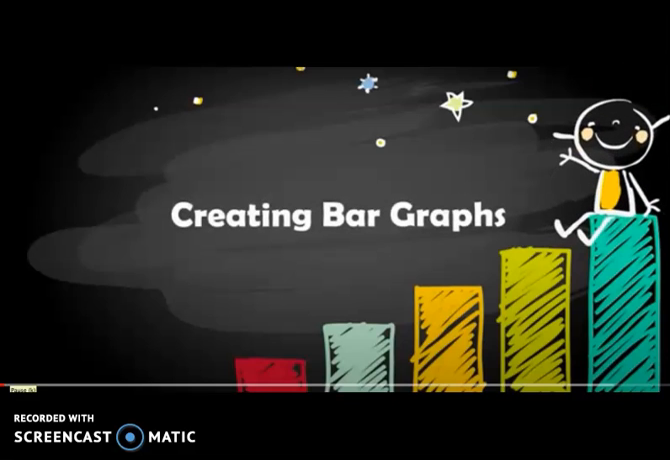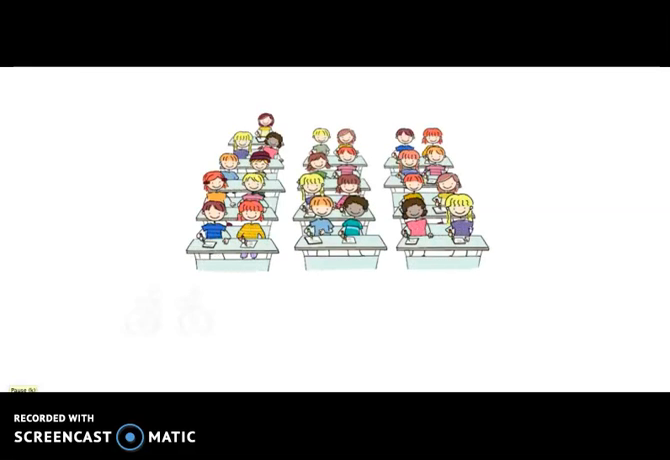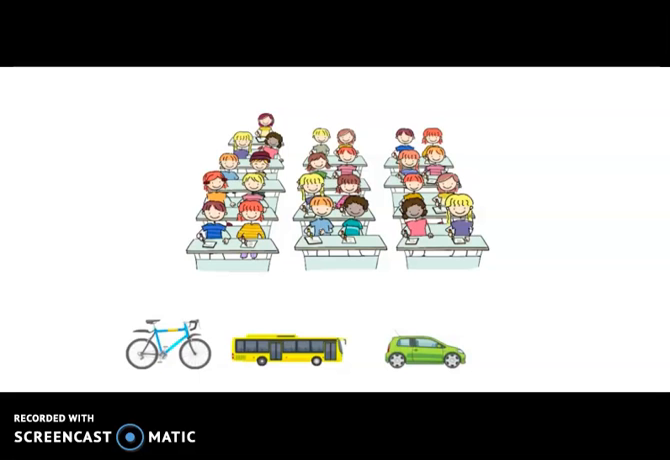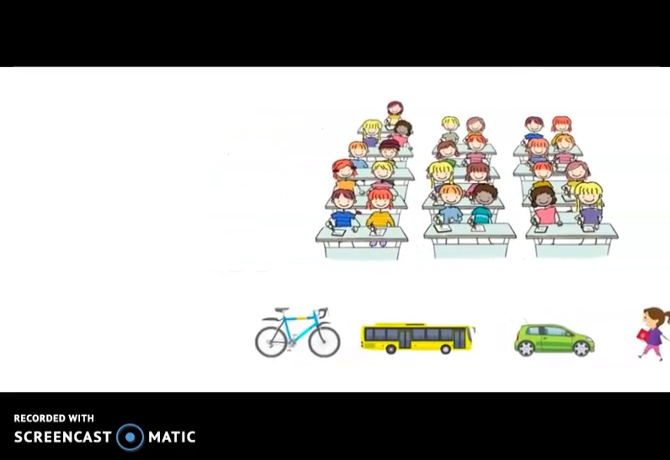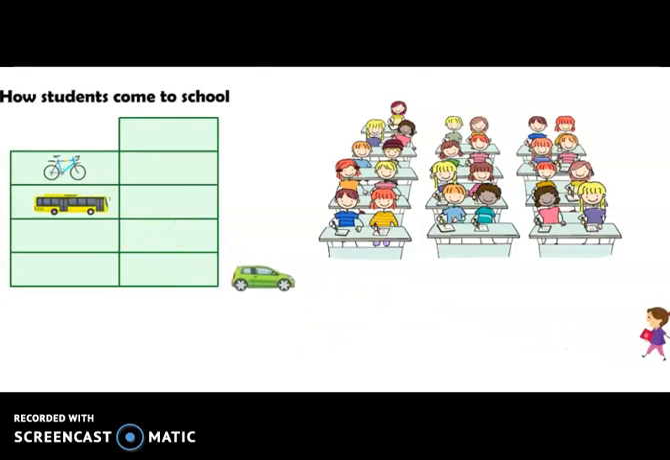Creating bar graphs. Suppose we decide to collect data about the number of students in this class who go to school by bike, bus, car, or on foot. It is useful to organize the data in a table first. In the first column, we indicate how students come to school. In the second column, we write the count, using numbers or tally marks.